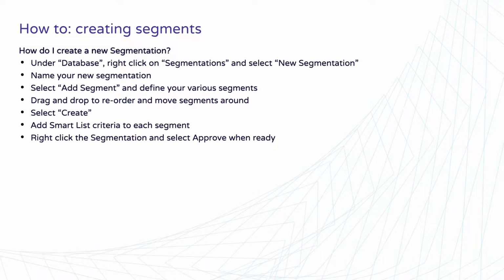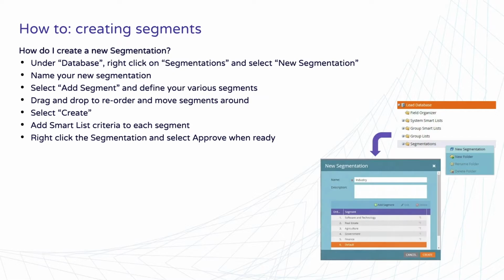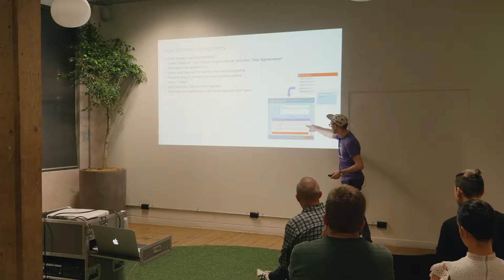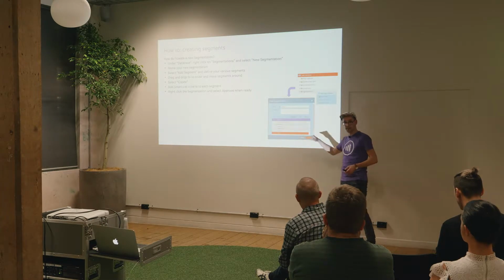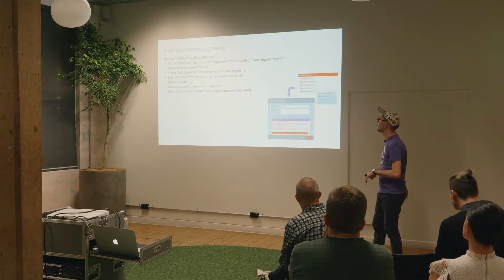So how do we look at creating segments? It's pretty straightforward and easy. Under database, you just need to right-click on segmentations and then select new segmentation. You then just need to name your segmentation, add your segments, and then define what they actually are. You can drag and drop them. You can't quite see it on here, it's a bit fuzzy, but by using this little option here, you can drag and drop them into the order or the structure that you want them to be in. So that's what that priority order actually references.